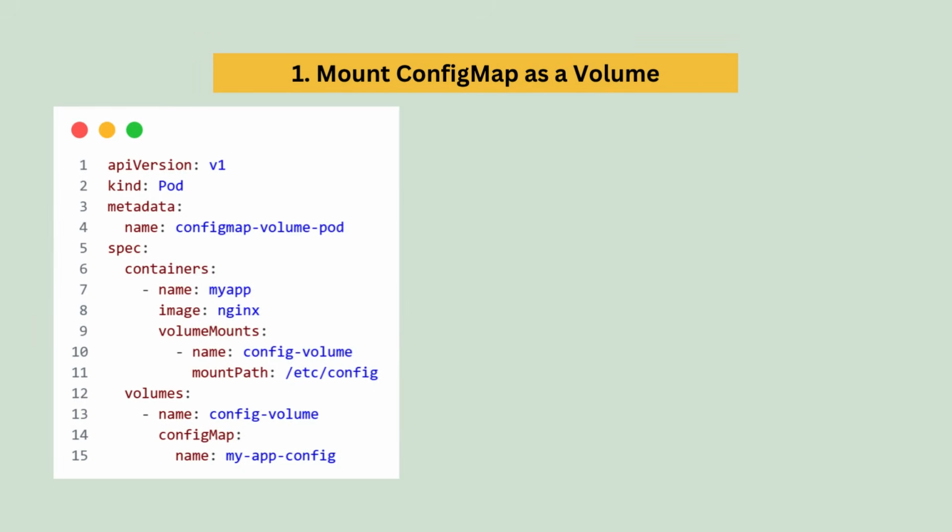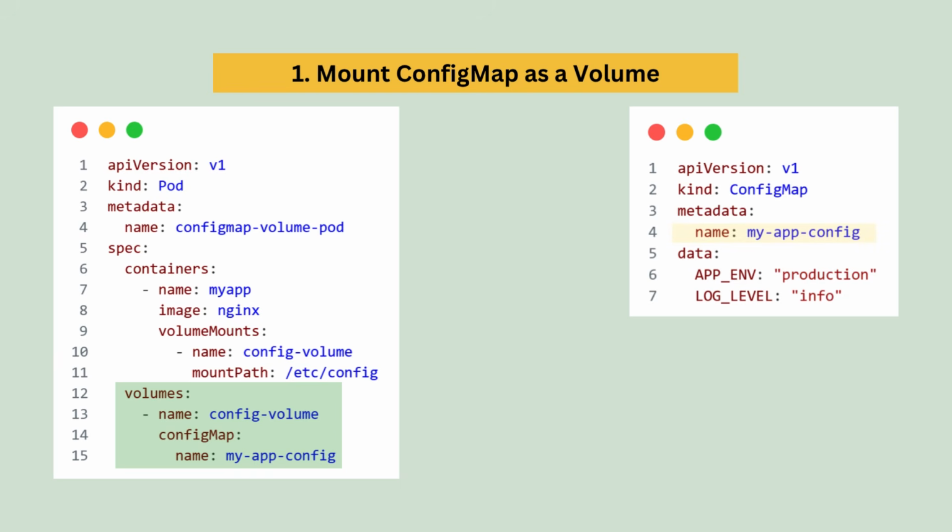So now let's understand how to mount a config map as a volume. Inside your pod YAML, this part tells Kubernetes that this volume's data will come from a config map named myAppConfig. Then inside the container section, this part says where that config map data should appear inside the container. Here it's at /etc/config.